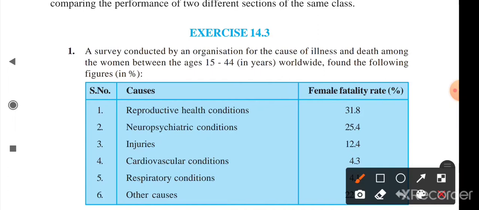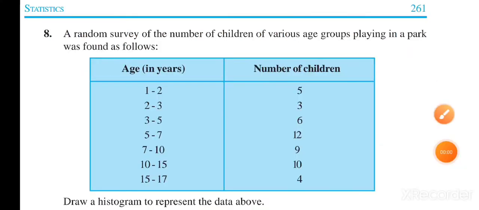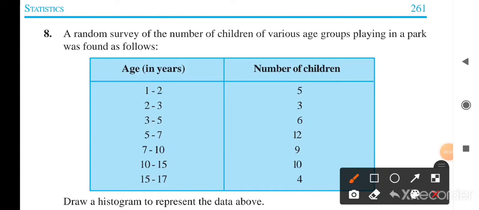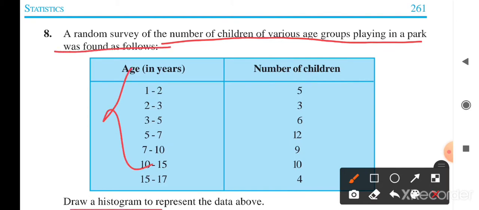Till question number 7 I have explained in my previous video of exercise 14.3. From question number 8, I am going to read the question. The random survey of the number of children of various age groups playing in a park was found as follows. You have to draw it as a histogram.